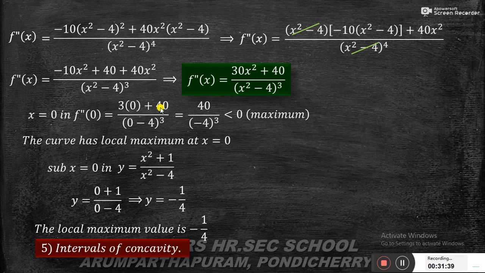So in the next step, we write it. You see the f double dash sign. Now I substitute the critical point.